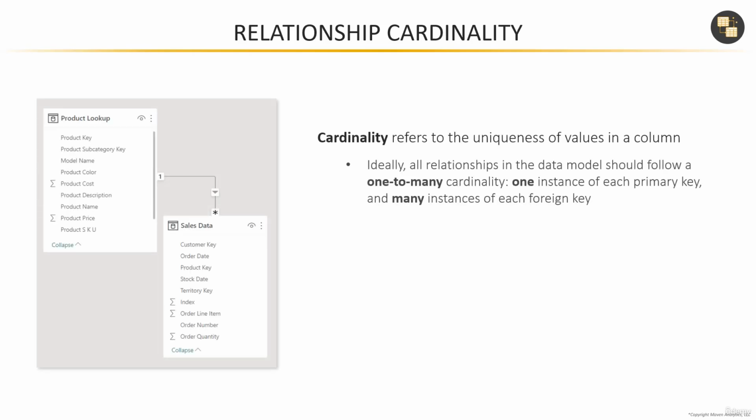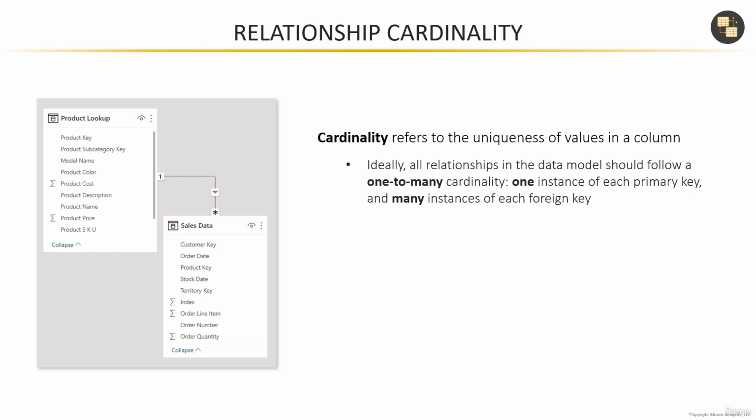Next up, let's talk about relationship cardinality. Cardinality refers to the uniqueness of values in a column. In an ideal model, all relationships should follow something called a one-to-many cardinality. That means there's one instance of each primary key and potentially many instances of each foreign key.